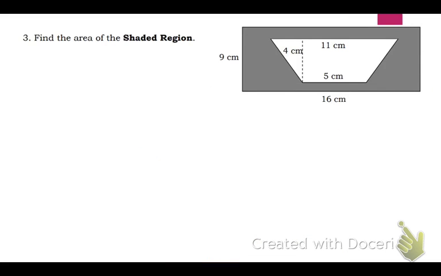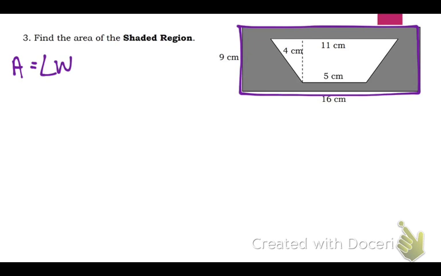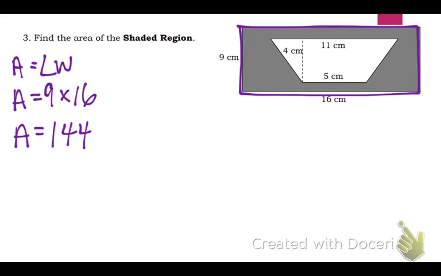All right, so what is the outer shape? A rectangle. So we're going to find the area of that rectangle. Length and width. What are our length and width here? 9 and 16. I want to say that's 144. Okay, so 144. What shape is cut out? Trapezoid. Perfect. So we're going to use our trapezoid formula: 1/2 base 1 plus base 2 times the height.